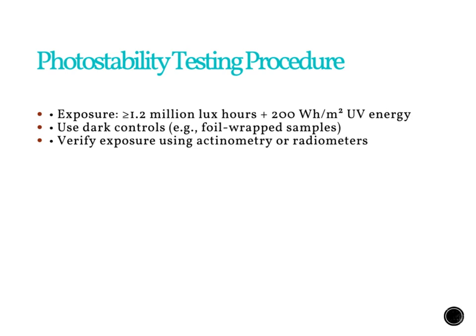Photostability testing procedure. Now, let's walk through the actual test procedure. For confirmatory studies, the sample is exposed to a minimum of 1.2 million lux hours of illumination and 200 watt-hours per square meter of near UV energy. This mimics real-world light exposure over time. To ensure accuracy, we often place the sample beside a chemical actinometer like quinine, or use radiometers or lux meters to monitor the light intensity and duration. We also use dark controls, like foil-wrapped samples, to differentiate between light-induced and heat-induced degradation.